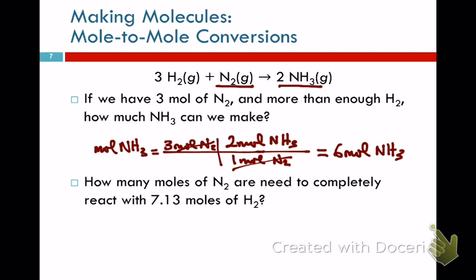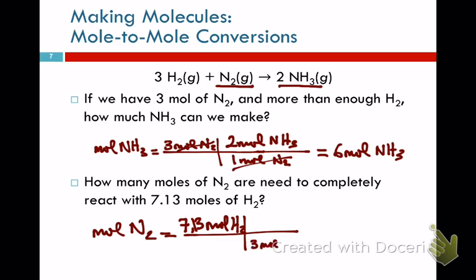So again, same equation, using the proportions from up here, okay? Since I'm given H2 and I want to find N2, the proportion's right here. It's the 3 H2 for every N2. So I say moles of N2, that's what I want. My given is 7.13 moles of H2. And my proportion is what? 3 to 1. 3 moles of H2 for every 1 mole of N2.